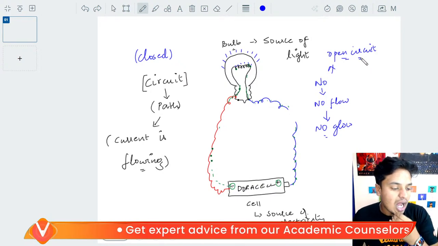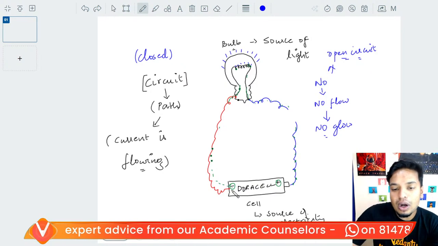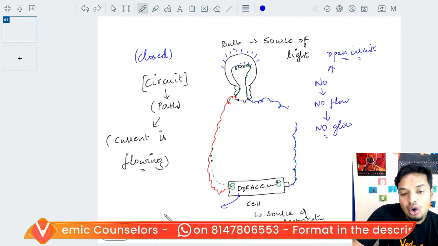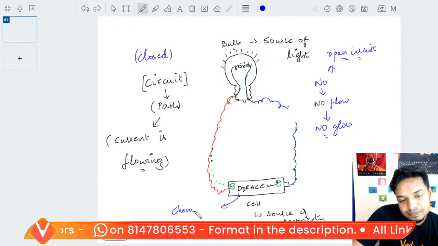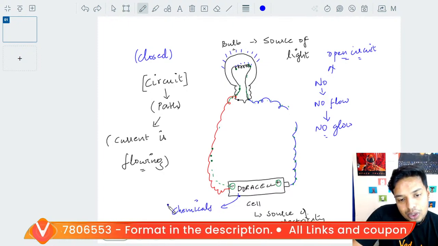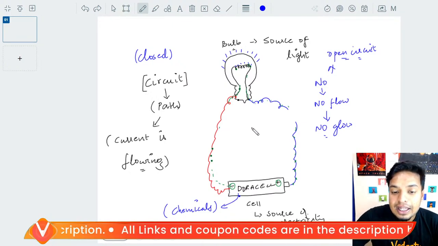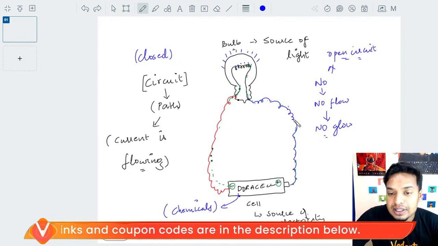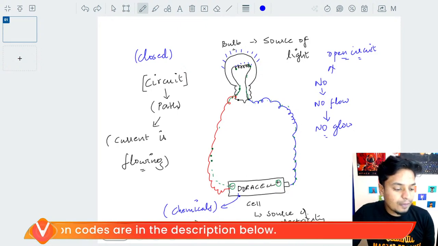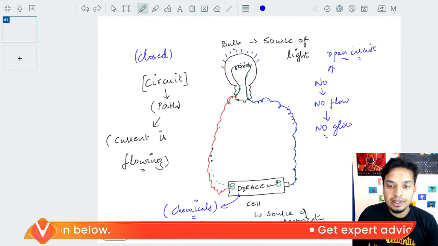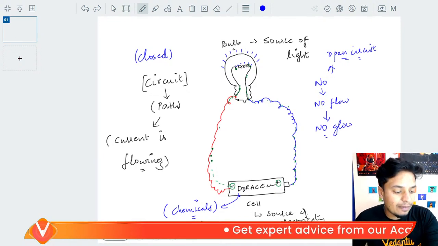Very, very simple. How does the cell generate electricity? Inside the cell we have a lot of chemicals. Due to the chemical reaction happening inside the cell, it is able to produce electricity. Understood? Because of chemicals, chemical energy works. Correct, people, correct. I hope this is clear to everybody.